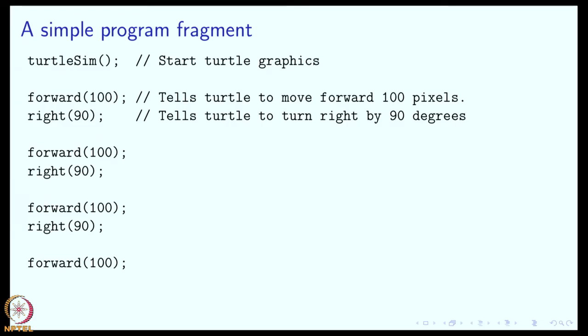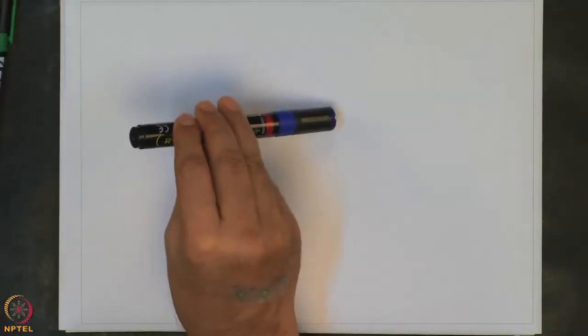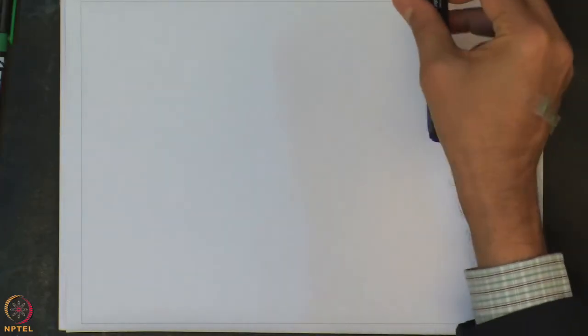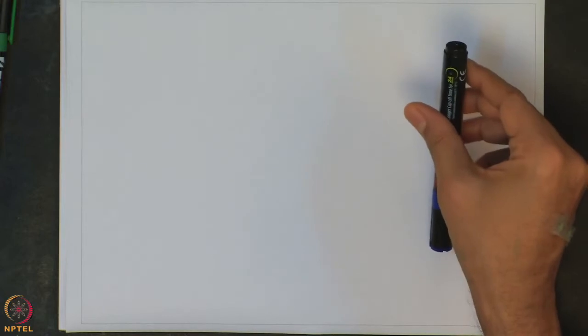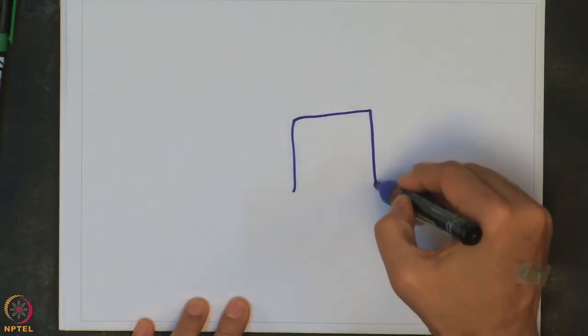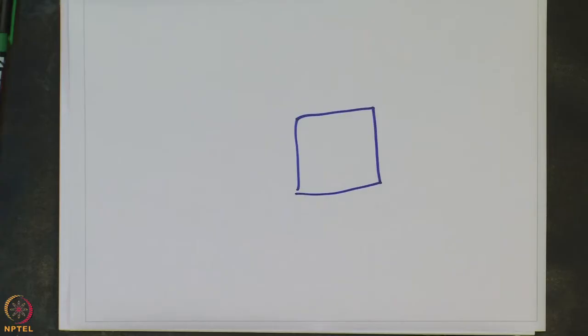After that, the next command it gets is right 90. So it turns right 90 degrees. Then it moves forward 100 pixels again, turns right 90 degrees, again moves 100 pixels, again turns right 90 degrees, and again moves forward 100 pixels. What has it done? Well, clearly it has drawn a square. Okay? So this is how you draw a square.